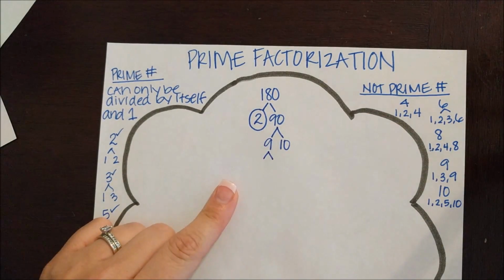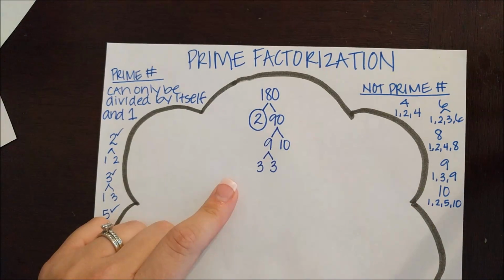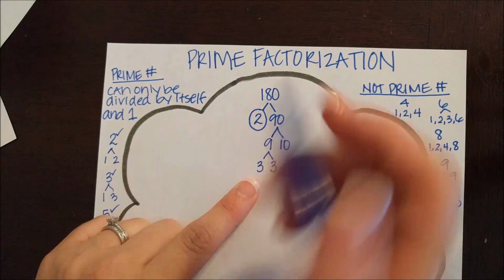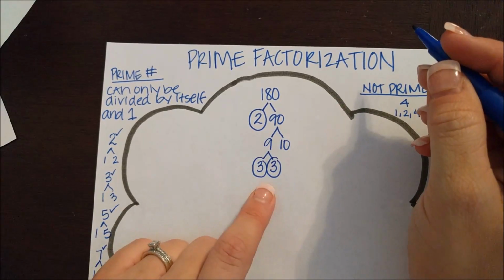What 2 numbers multiply together to get 9? 3 times 3. Okay, 3 times 3. Well, is 3 a prime number? Yep. So I'm going to circle them. Now that I've circled them, I can stop.